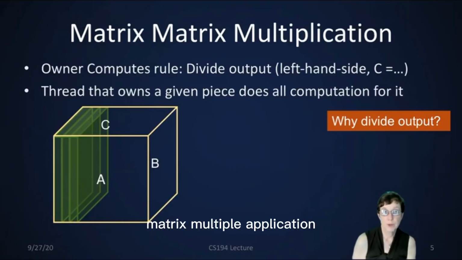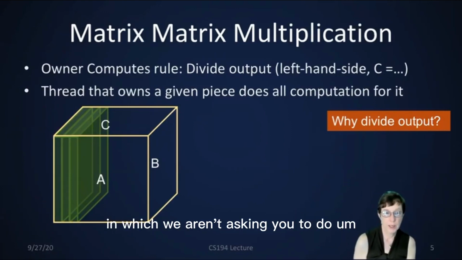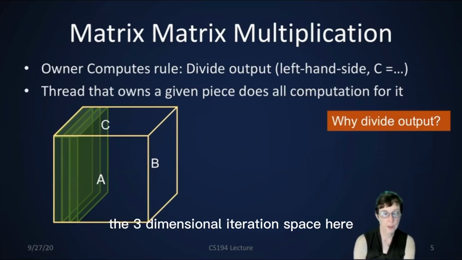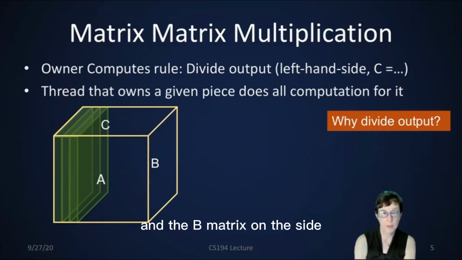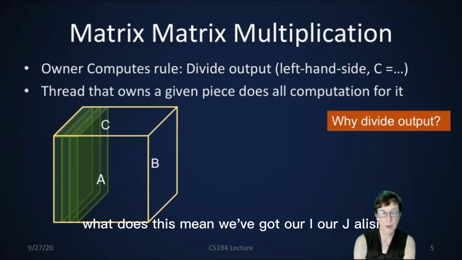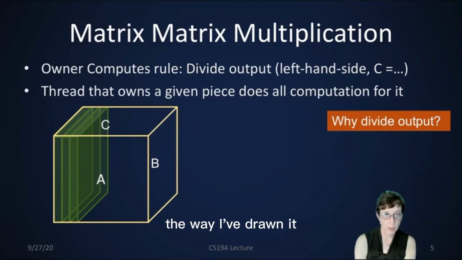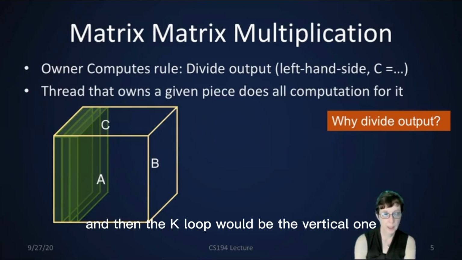And you are testing some things in terms of load balancing by trying different OpenMP schedulers. Now in matrix multiplication, which we aren't asking you to do, I like to think of it as the three-dimensional iteration space here. So we've got our C matrix, say, on the top, and we've got our A matrix on the front and the B matrix on the side. We've got our I, our J. So the I and J loops would be these two, the way I've drawn it. And then the K loop would be the vertical one.